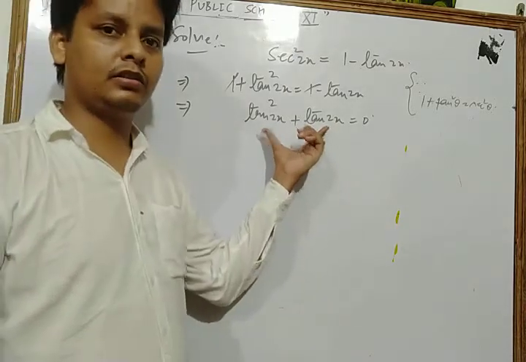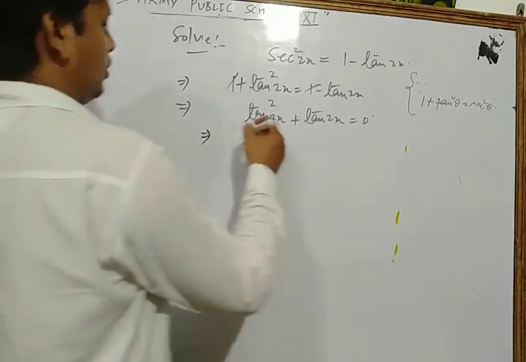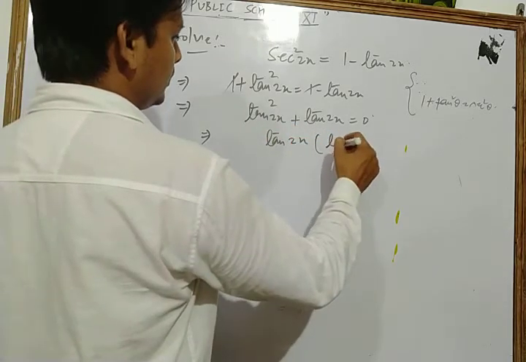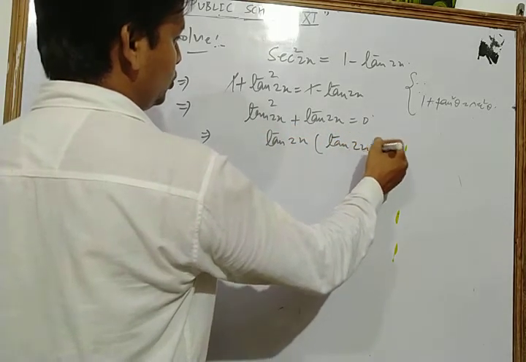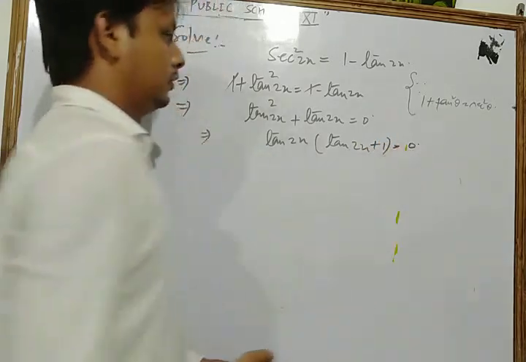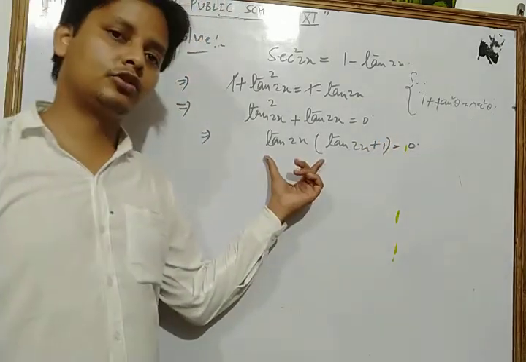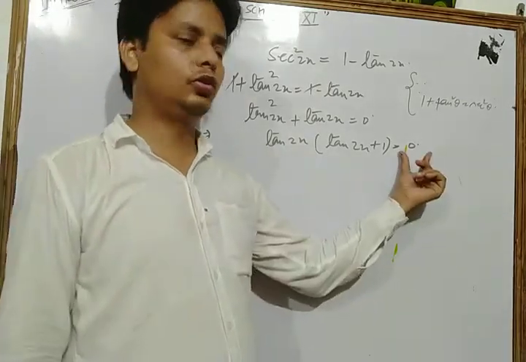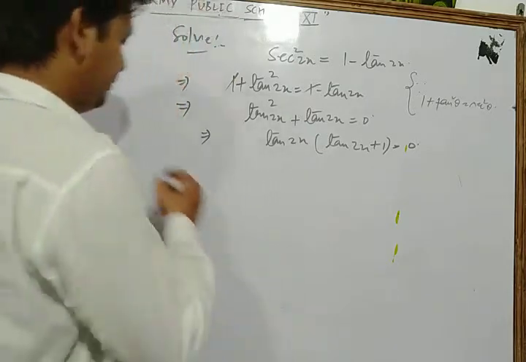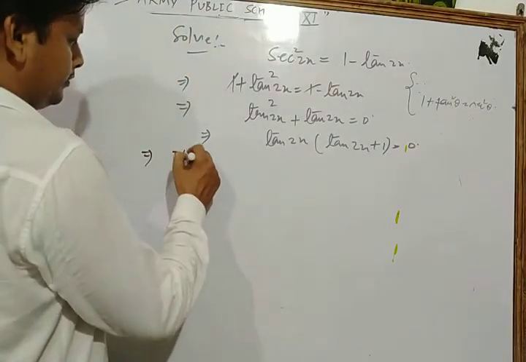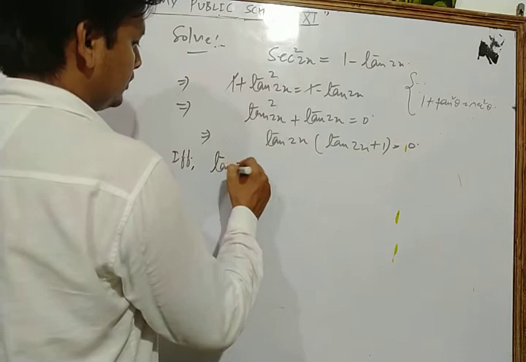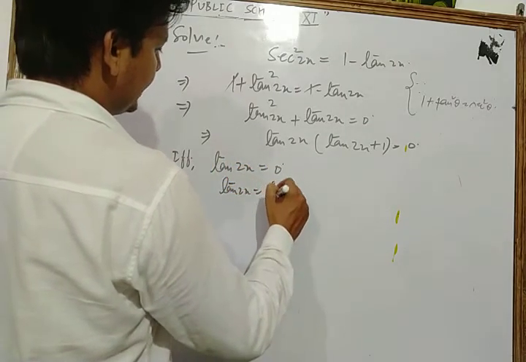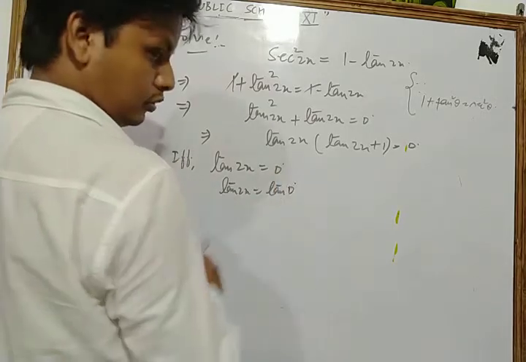We write in this way, right? Yes. Now we take tan 2x as common, so we get tan 2x into tan 2x plus 1 is equal to 0. Now first we take tan 2x is equal to 0, then we take the other factor equal to 0. If we take tan 2x is equal to 0, then 2x is equal to, we write as tan 0, because tan 0 is equal to 0.